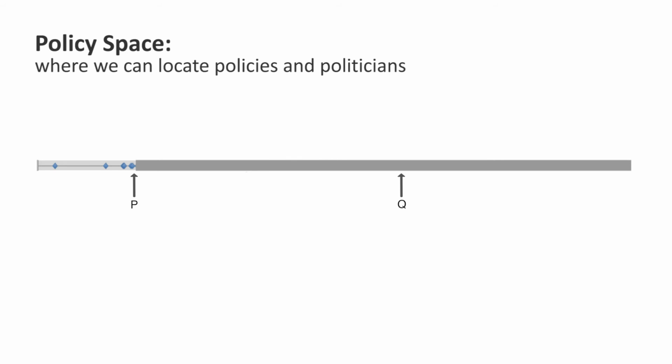Now, clearly, they're all going to vote for P. Every senator in this region is closer to P than to Q. Now, what about all the senators on the other side? What about these senators here? Are they closer to P or to Q? Of course, the answer is Q.